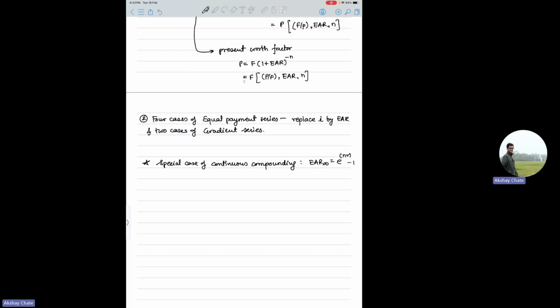Let's take the simple one, which is the compound amount factor. So it was F and A, right? The compound amount factor is the relationship between F and A.